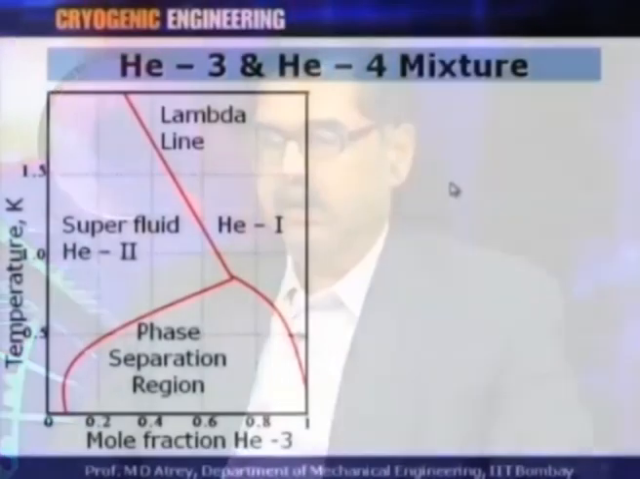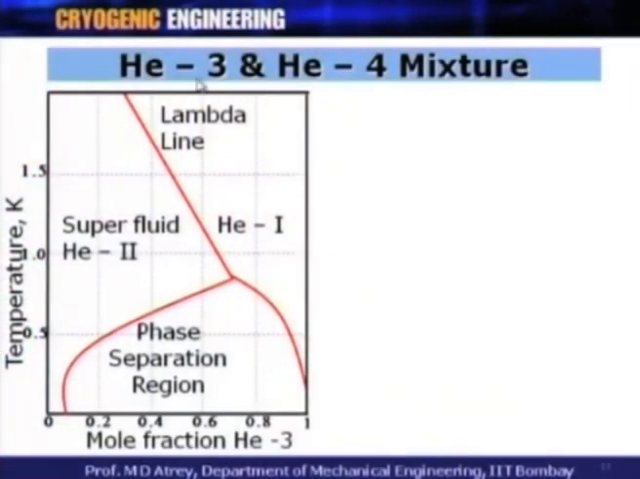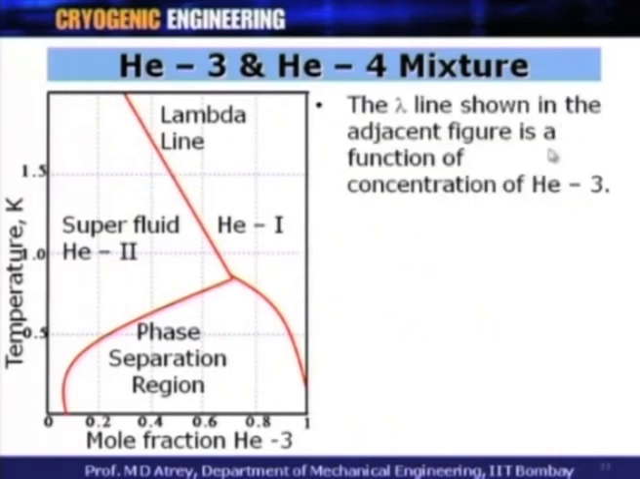Now, there is a very important aspect associated with the helium 3 and helium 4 mixture, and this is this curve. See and read carefully in this curve. What you have got is a temperature and a mole fraction. What you see at this point is the lambda line. The lambda line shown in the adjacent figure is a function of the concentration of helium 3.